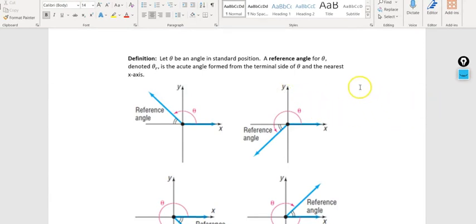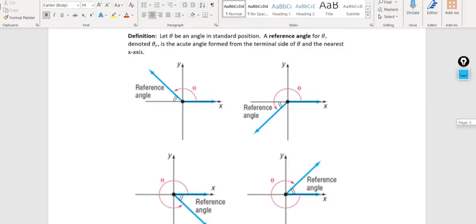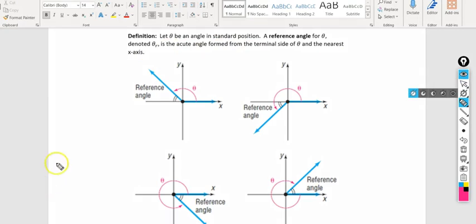What does a reference angle mean? Let theta be an angle in standard position. A reference angle is the acute angle formed from the terminal side and the nearest x-axis. We can see here with this angle, your angle theta is in quadrant 2, and the reference angle is the acute angle formed from the terminal side and the nearest x-axis. It does not have direction. It's always positive.